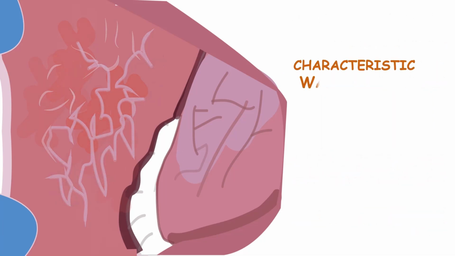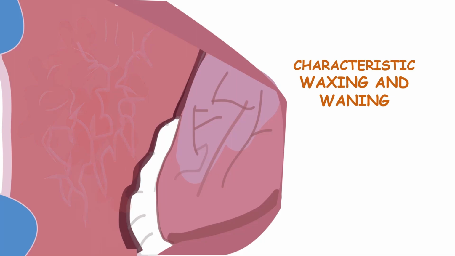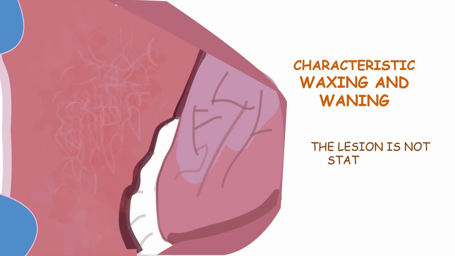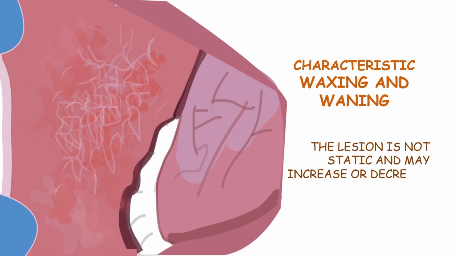There is a characteristic waxing and waning associated with the disease. The lesion is not static and may increase and decrease in size over a period of weeks or months.